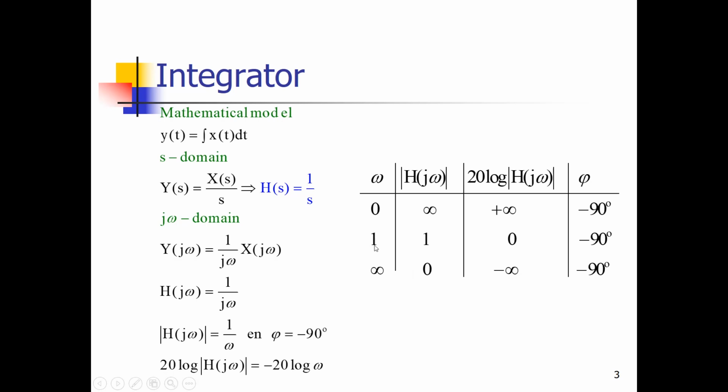At the crossover frequency, omega is 1, we get an amplitude of 1 over 1, and in the logarithmic function we get 20 times the log of 1, which is 0, so we get 0 dB over here. And we have seen that the phase for all frequencies is minus 90 degrees. So with that information, we can draw the Bode amplitude and the Bode phase plot.